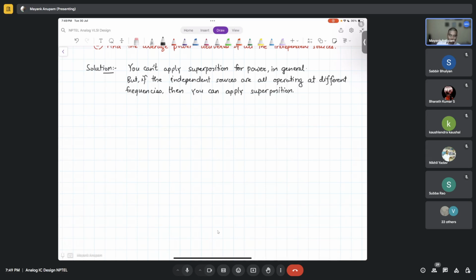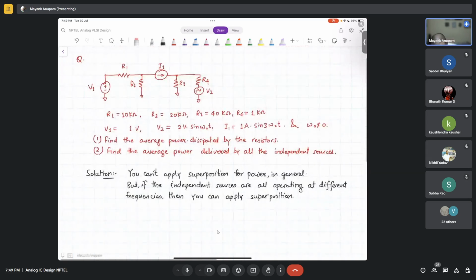Pardon my penmanship. So here, if you notice, there is one voltage, which is 1 volt. It's a DC voltage, right? DC means frequency is what? Frequency is 0, correct? The other voltage is at omega naught t, which means frequency is omega naught, correct? The last one, the current source, is also an independent source, and its frequency is 3 omega naught, isn't it? And omega naught is not equal to 0.